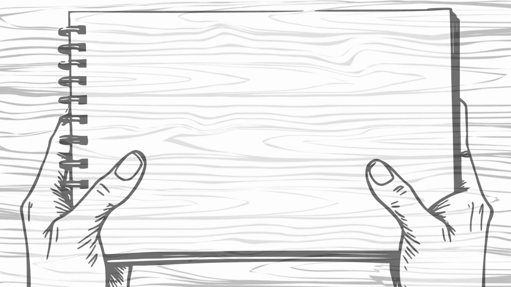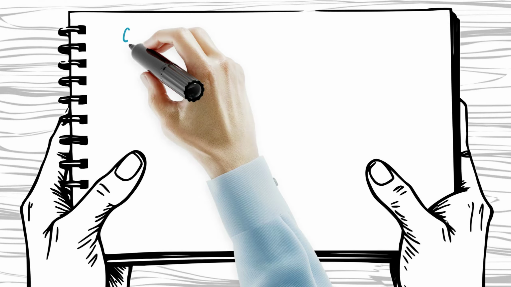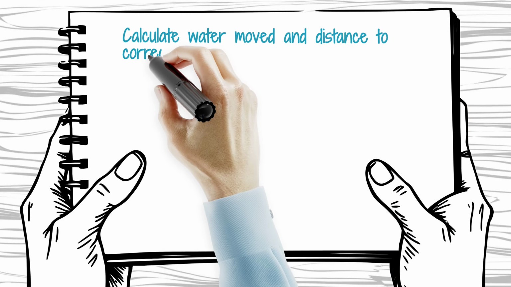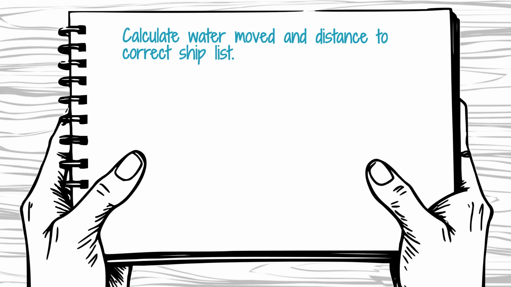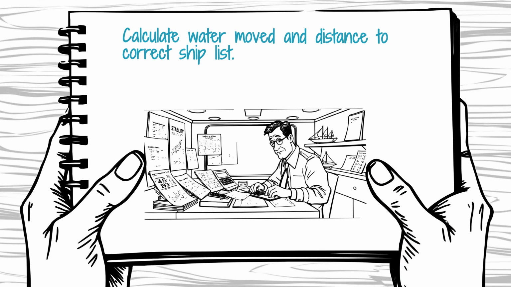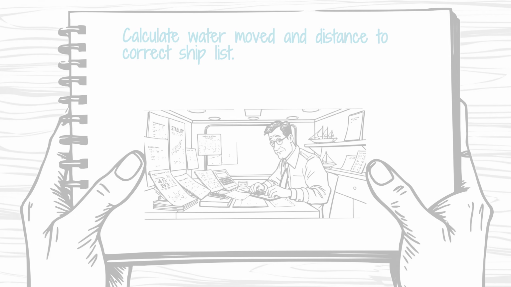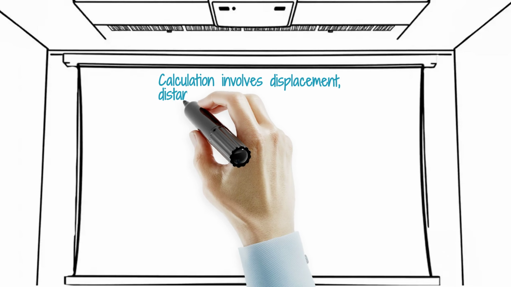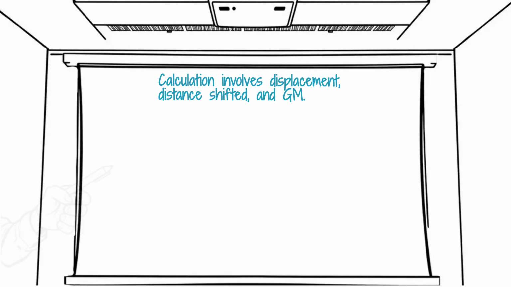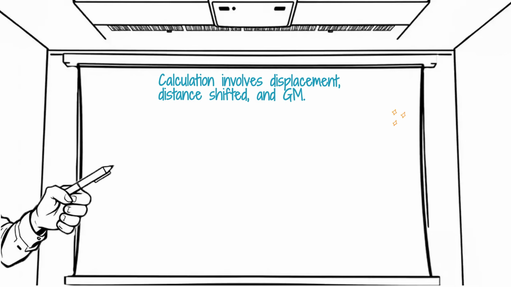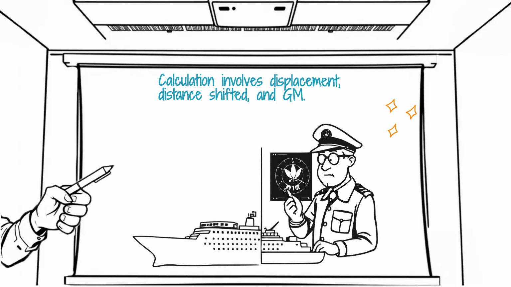The volume of water moved and the distance it is moved from the centerline must be carefully calculated. Naval architects provide stability data and list correction tables to the ship's officers. These tables allow the crew to quickly determine the weight in tons that needs to be shifted transversely to correct a specific degree of list. The calculation involves the ship's displacement, the distance of the shift, and the ship's GM. A key safety consideration is avoiding the creation of a dangerous free surface effect during the correction process.